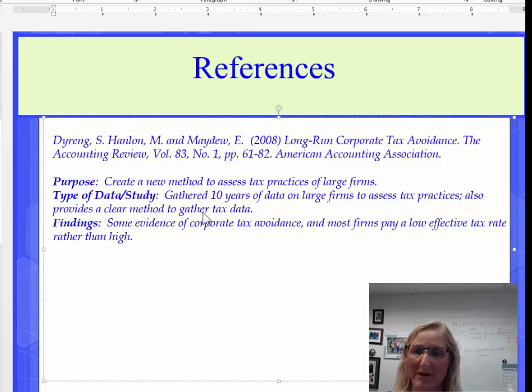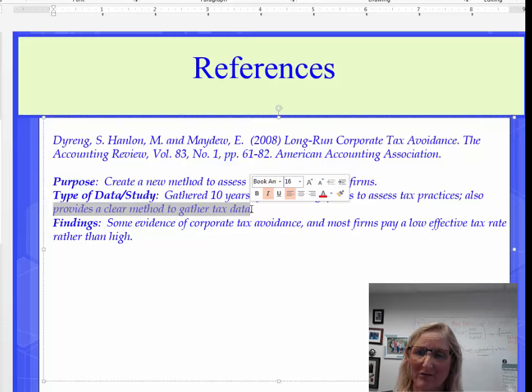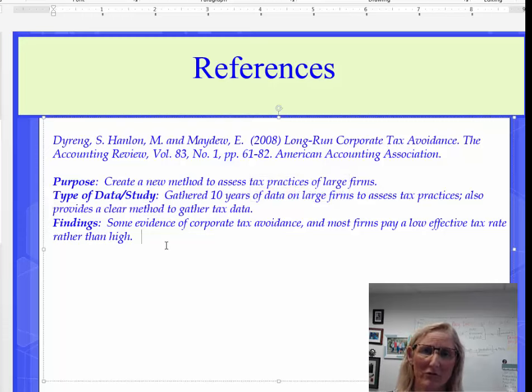In this case, they gathered 10 years of data on large firms, and they also provided a clear method to gather the tax data. So this is really important for me because this will help me moving forward in how to gather data. And then the findings, well, there was some evidence of corporate tax avoidance. Most firms do pay a little bit less taxes than we thought.